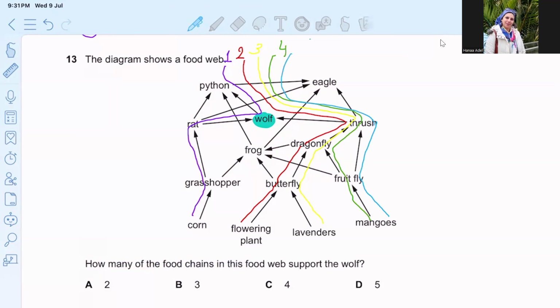So how many routes do we have? So how many food chains? So we have 5 food chains. This is the biology part.